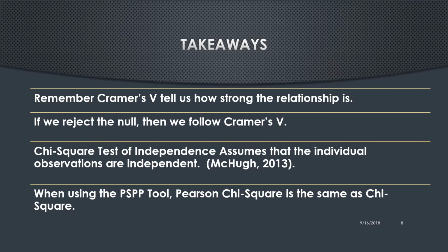Here are some takeaways from today's presentation. Remember, Cramer's V tells us how strong the relationship is. If we reject the null, then we follow up with Cramer's V. Chi-square test of independence assumes that individual observations are independent. When using the PSPP tool, Pearson chi-square is the same as chi-square.